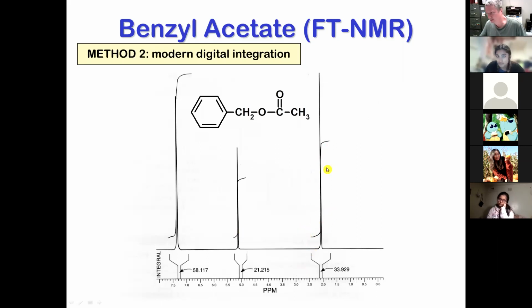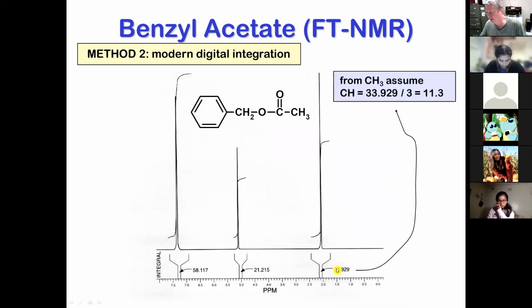Given that we know this is probably a CH3 because it's around 1 to 2, we can calculate from the area that number. Take that number and divide it by 3, and it's roughly 11.3. That is essentially the amount of integration for a single proton, right? We have a CH3, and a single proton there is about 11.3.